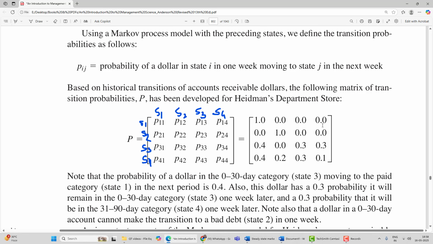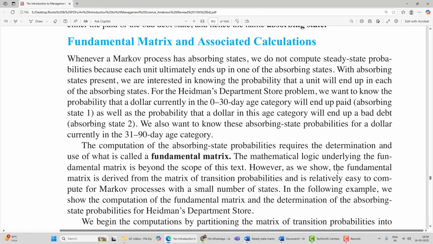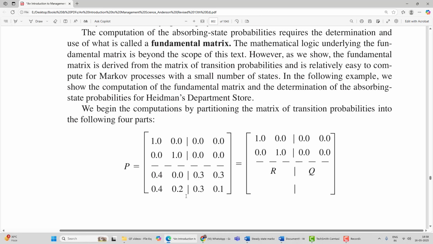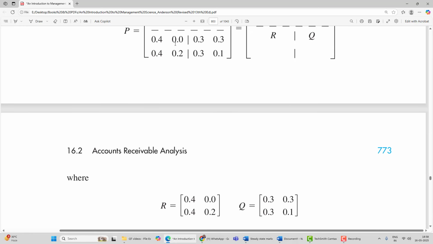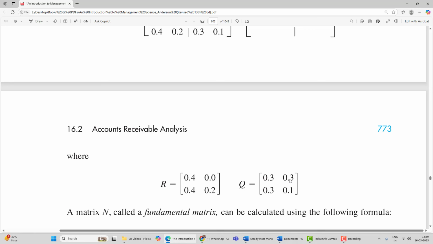So this is the starting point. This matrix will be given to you. First step is to convert this matrix into 4 small matrices. Simply divide it in the middle. This particular matrix is the identity matrix, and this is your null matrix, 0. This 1 0 0 1 is our identity matrix. This bottom matrix is called the R matrix, and this right side matrix is called the Q matrix. So we have divided it into 4 matrices. R and Q we are going to work on. I will write R and Q separately. R is 0.4, 0.0 and 0.4, 0.2, and Q is 0.3, 0.3, 0.3, 0.1. So R and Q is done.